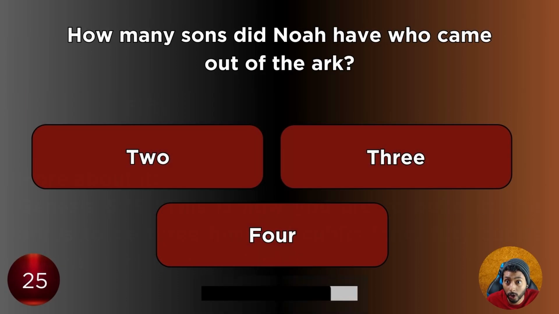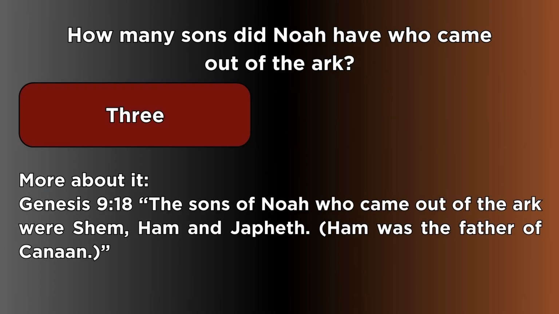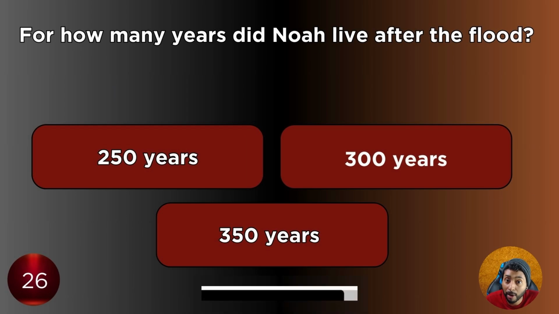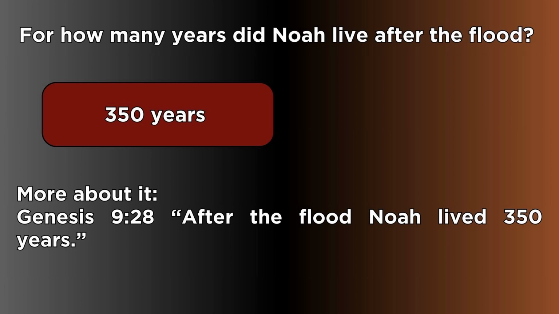25. How many sons did Noah have who came out of the ark? 2, 3, or 4? 3. Genesis 9:18. The sons of Noah who came out of the ark were Shem, Ham, and Japheth. Ham was the father of Canaan. 26. For how many years did Noah live after the flood? 250, 300, or 350 years? 350 years. Genesis 9:28. After the flood, Noah lived 350 years.